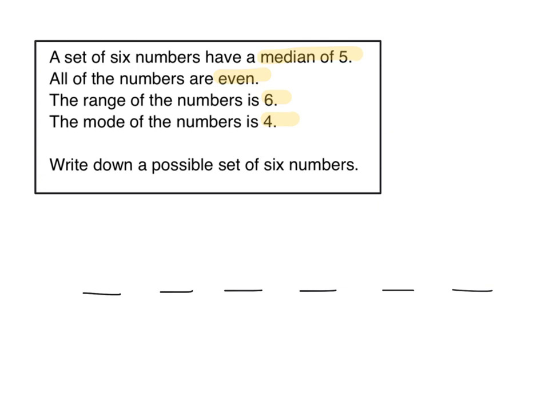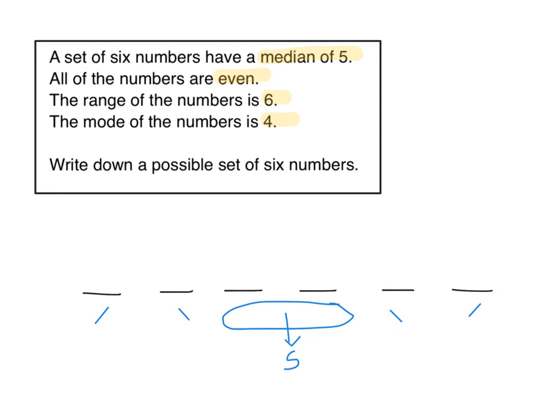Okay, so median of 5 is important. That's the first thing that I can write down. So median, if I crossed off my pairs on each side, I'm just going to do it underneath the dashes. There's my one pair. There's my other pair. So the median is these two numbers here. In the middle of those two numbers is 5.